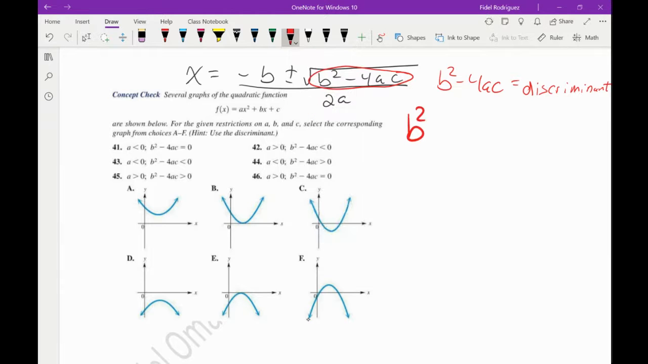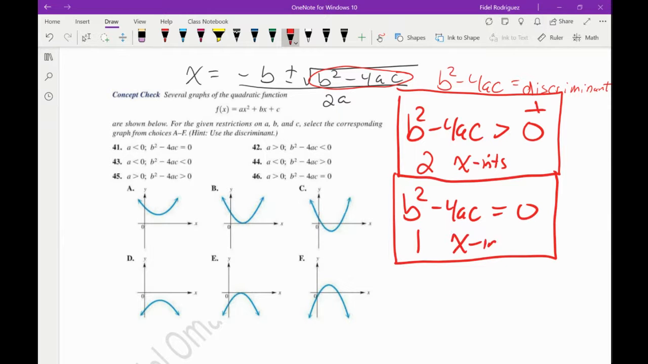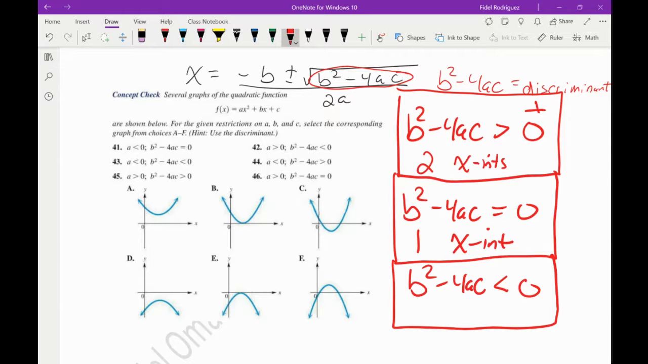So b squared minus 4ac, one case scenario we can have is it can be a positive number. So I'm going to put a little plus right here. When it's a positive number, we're going to have 2 x-intercepts. So this is one case. Second case we can have is b squared minus 4ac is equal to 0. When that happens, we're going to have 1 x-intercept. And then the last case is b squared minus 4ac can be a negative number. So let me put a little minus right there so we know that's negative. And in this case, we're going to have no x-intercepts.